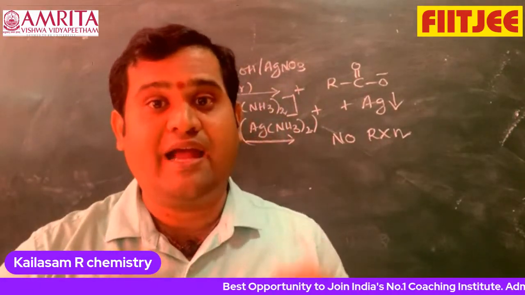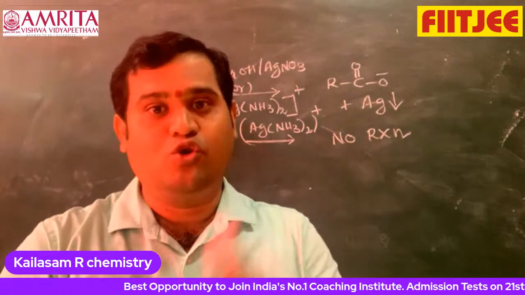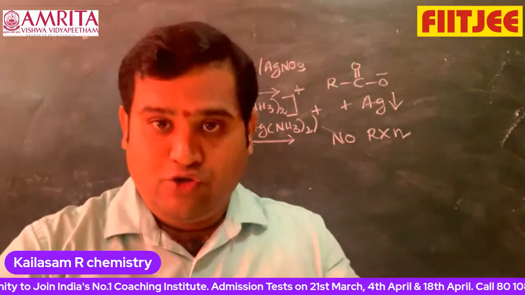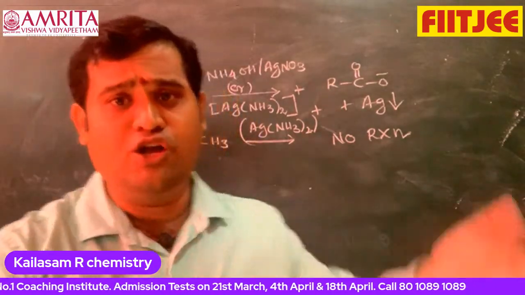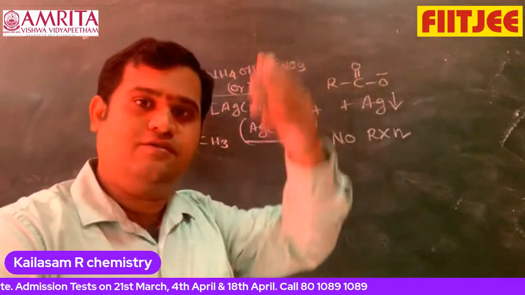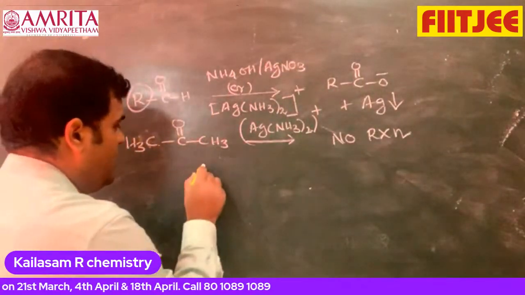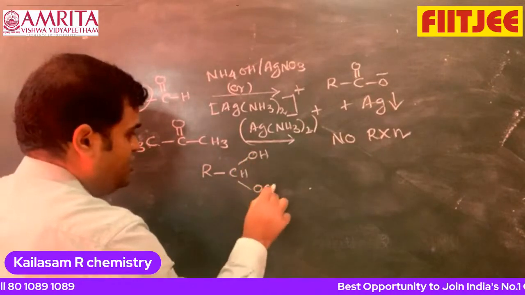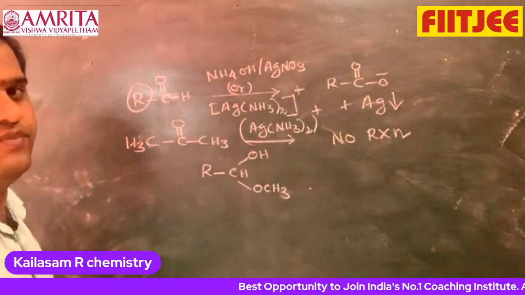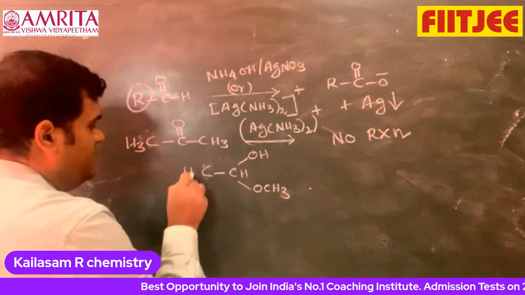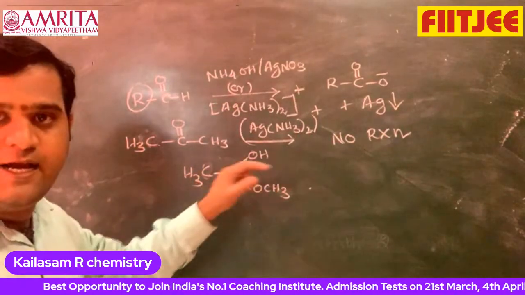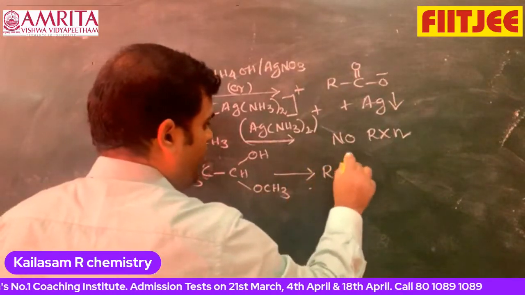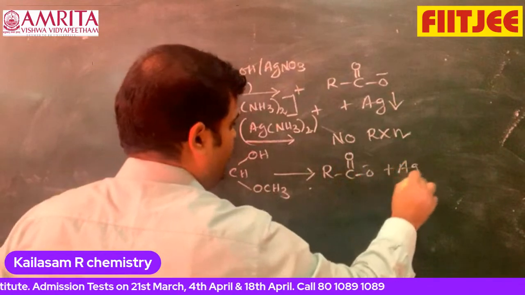Even a hemiacetal can react with Tollens. That's why glucose is a reducing sugar, because of the hemiacetal form. Hemiacetals are reducing sugars. What is a hemiacetal? I can write R, CH, OH, OCH3. It is the hemiacetal form, or I can take it as CH3, it's better. It's the acetaldehyde form of the hemiacetal. So this can react, which produces R-C=O-O minus plus Ag.